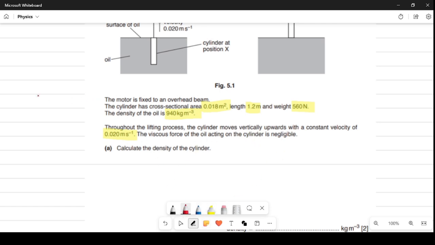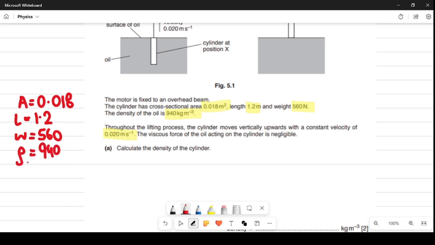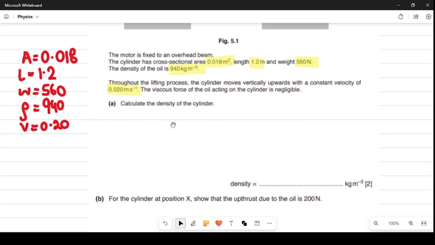Before we move on, let's just write everything that they've given us, so it's easier for us to work out. Length is 1.2, weight is equal to 560, density is equal to 940. Everything is in their base correct SI units, right? And then your velocity 0.02. Okay. Calculate the density of the cylinder. So we have to calculate the density, and we have been given these quantities.